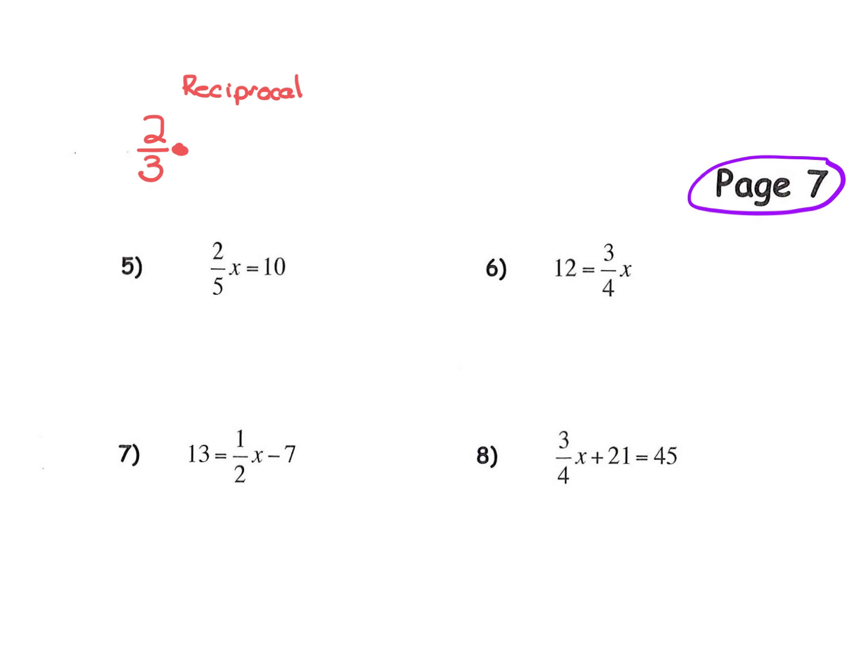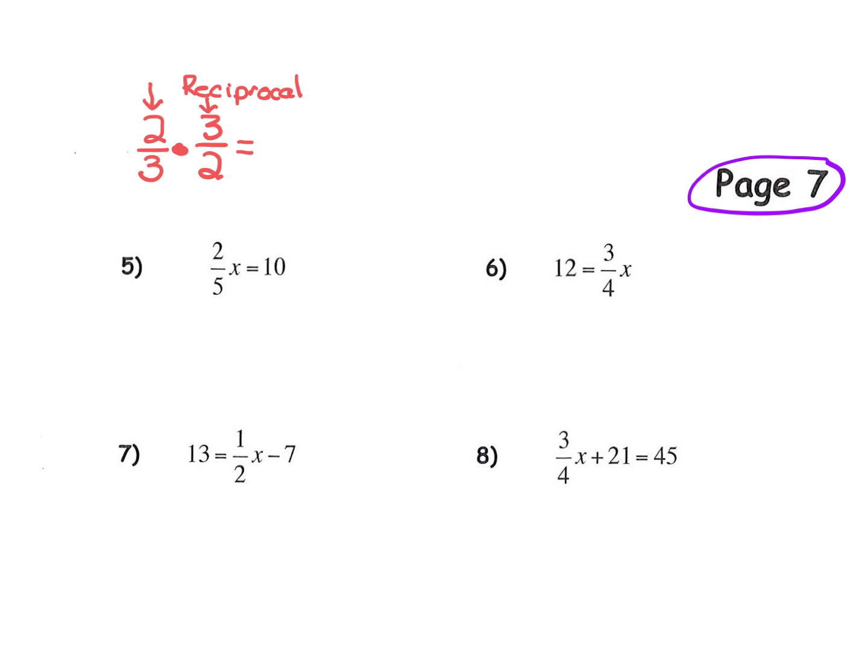Let's take a look at the fraction 2/3. If we flip it over and write 3/2, that's the reciprocal of 2/3. And if we multiply a fraction by its reciprocal, we get the number 1.